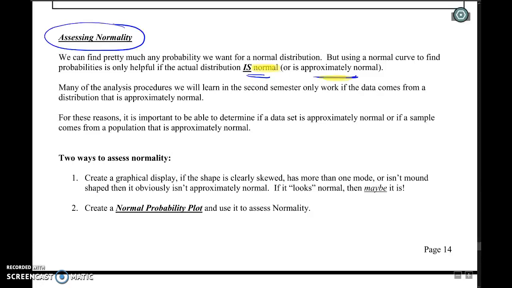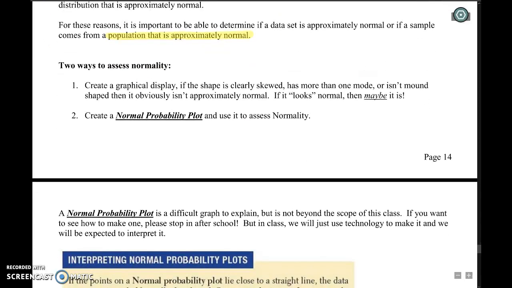Also, many of the analysis procedures we learn later in the year will only work if the data comes from a distribution that's approximately normal. So for these reasons, it's important to be able to determine if a data set is approximately normal or if a sample comes from a population that is approximately normal. And by the way, this is an even more complex question. So there are two ways to assess normality. The first one is to create a graphical display like a dot plot or a histogram or something like that, and just see if it looks normal.